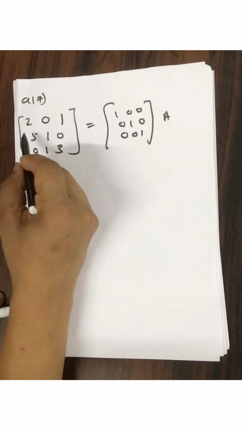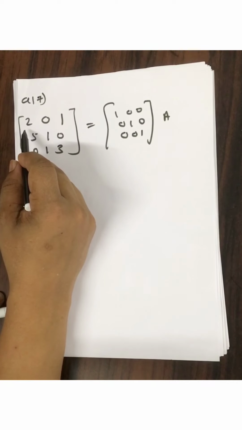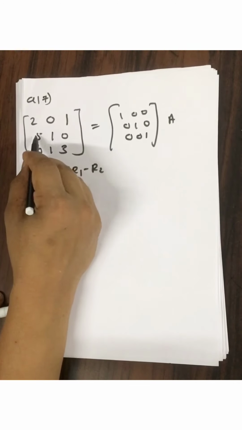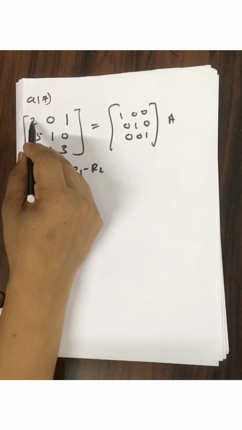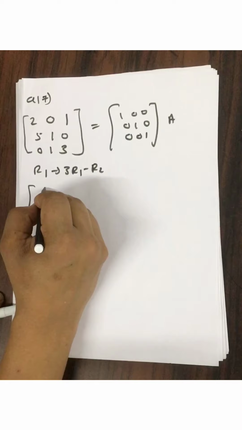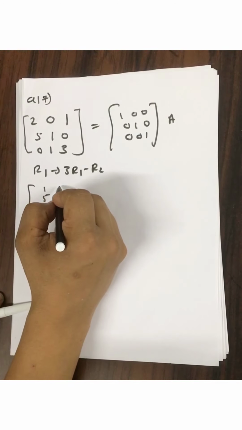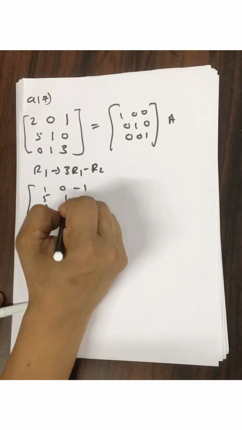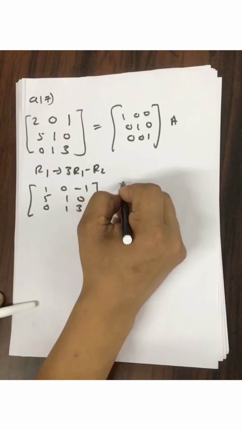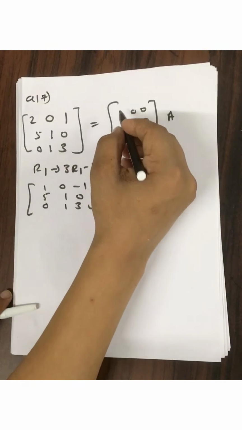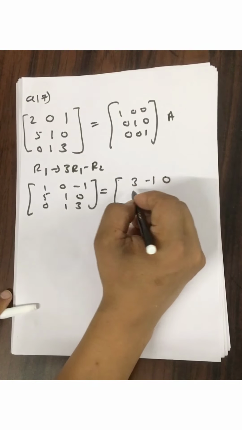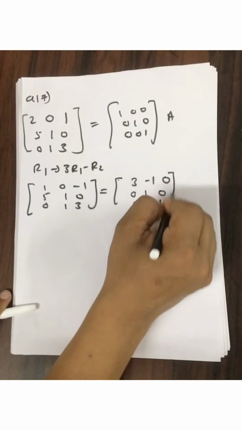A. So what is the first step? We start from the left hand side. Yes. So in R1 we can do 3 R1 minus R2. Can we do it? 3 R1 means 6 minus 5, that is how much? 1 5 0, and this will be 0 minus 1 1 0, 1, and this will be 3. This will remain as it is. This side multiply by 3, so this will be 3 over here. 3 minus 1 0, correct? 0 1 0, 0 0 1 into A.